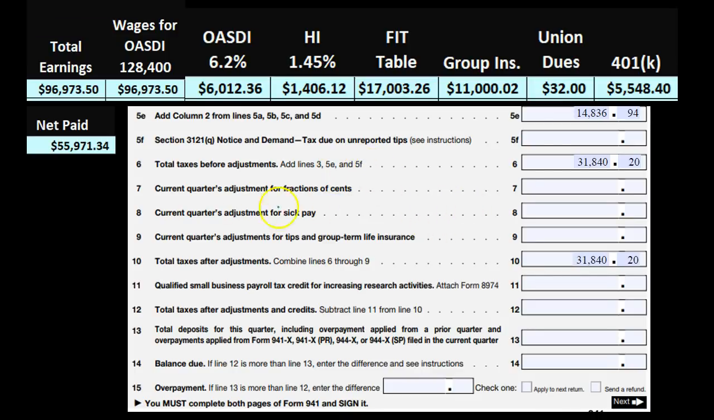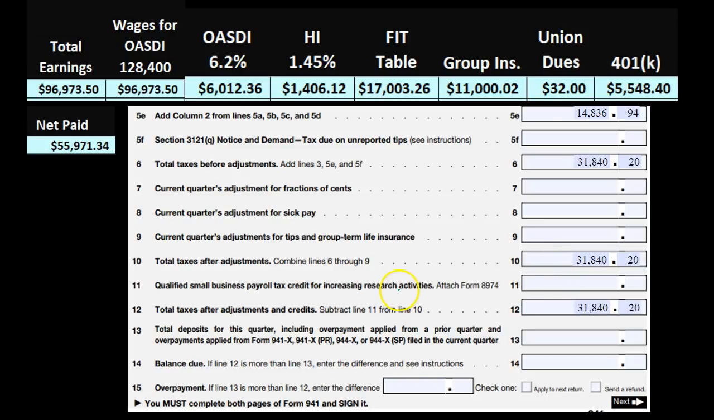Then if there's any adjustments down here, like if we're off by pennies because of rounding, they allow us to adjust for that, which is nice. So we don't have to write a check for like a penny. We can just say our adjustment's off by a penny, or a few pennies, less than $1 hopefully, and then we're okay. We're not going to deal with 8 or 9 for current quarter's adjustment for sick pay, current quarter's adjustment for tips. So we're going to remain in line 10, total taxes after adjustments, $31,840.